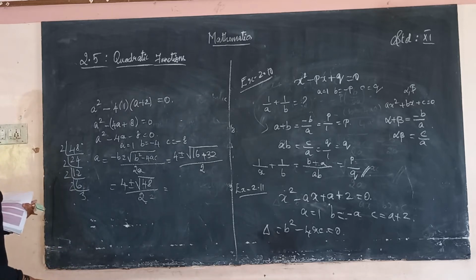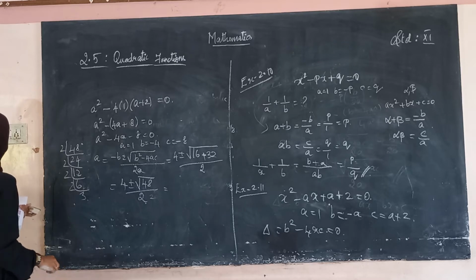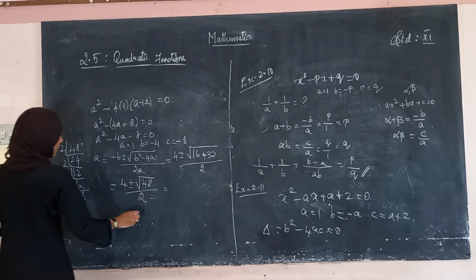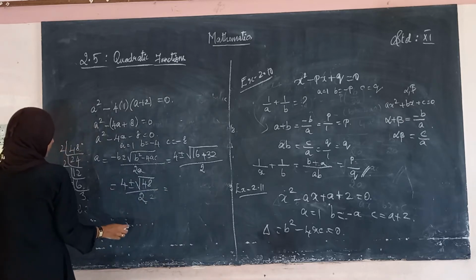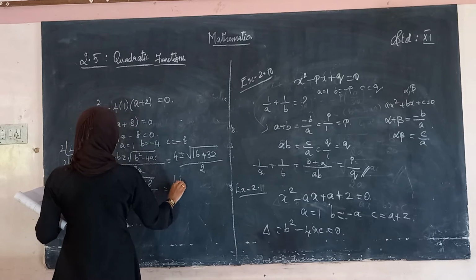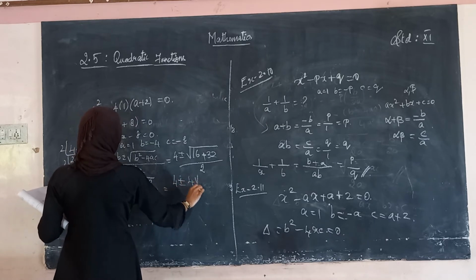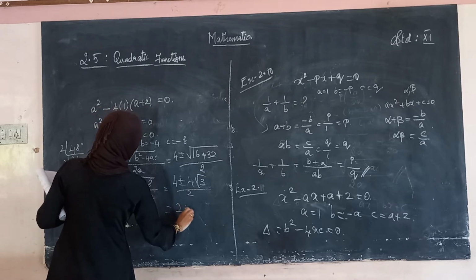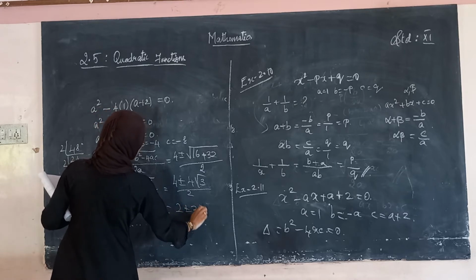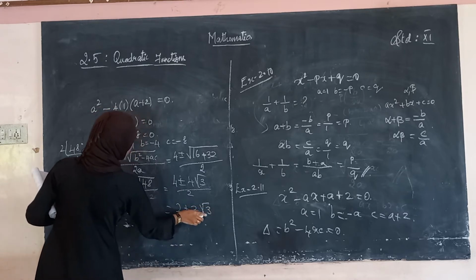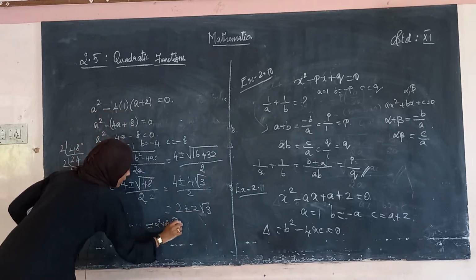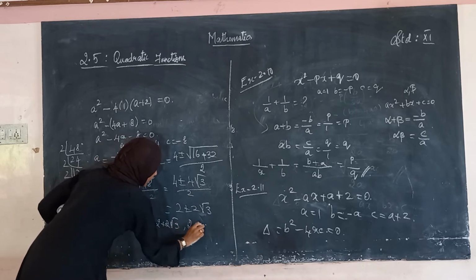Am I right? Yes. Therefore, we can take this as 4, 2 is there. Therefore, instead of 4, 2, we can take 2, 2 outside. This can be written as 4 plus or minus 4 root 3 divided by 2, which is equal to 2 plus or minus 2 into root 3, right? So, what is the value? 2 plus 2 root 3 and 2 minus 2 root 3.